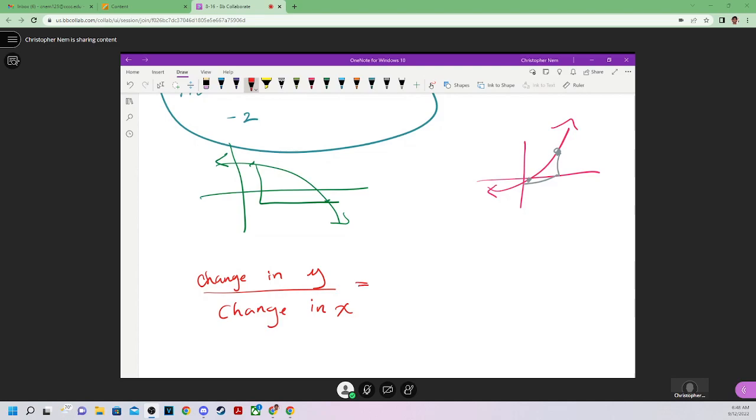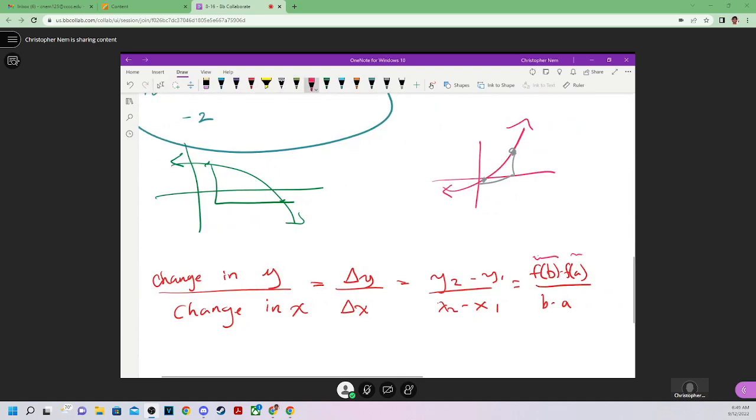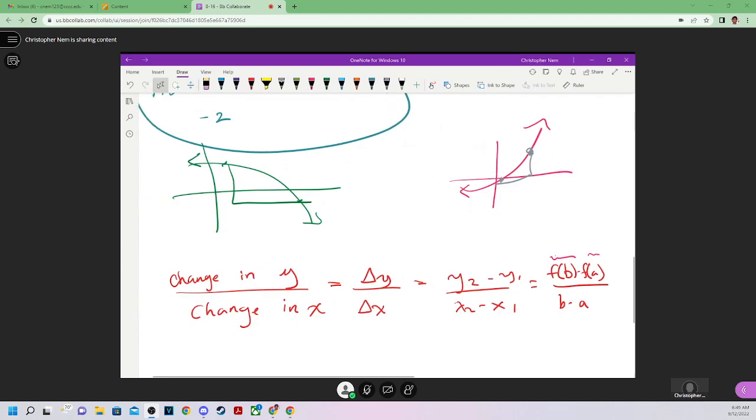And in calculus, you might see this as delta y over delta x, which is the exact same thing as change in y over change in x, or like I said, you can see this as y2 minus y1 over x2 minus x1, which is the same thing as saying f of some value b minus f of some value a with those corresponding inputs. So it's not really a hard thing to figure out. You just have to figure out how to calculate f of b and f of a with your function. If you're able to do that, this problem shouldn't be too bad.